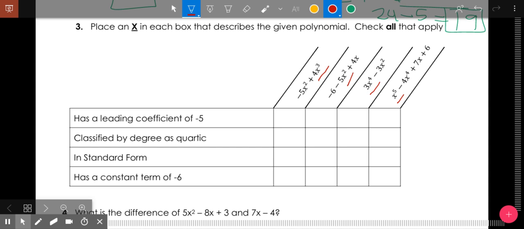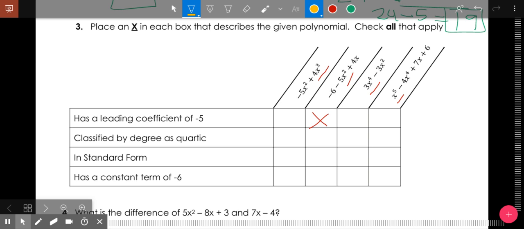It's the one with my biggest exponent in that problem. So the first one, my leading coefficient is 4. So that's not 5. My second one, it is -5, so I'm going to put an X. My third one, it's 3. And my last one, it's 1. So I only have one with a leading coefficient of 5.